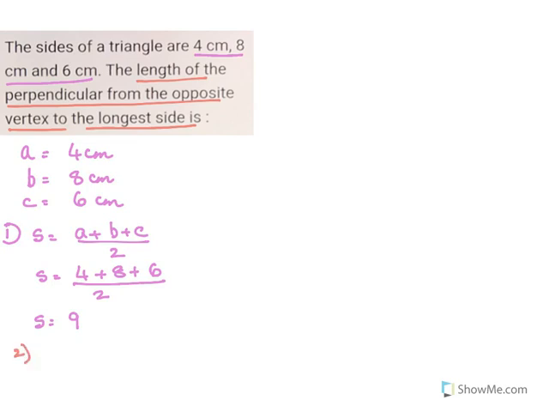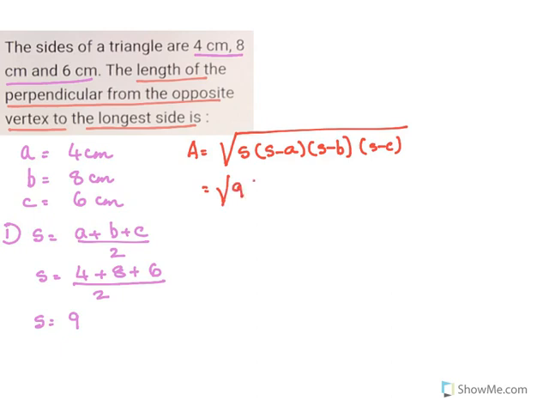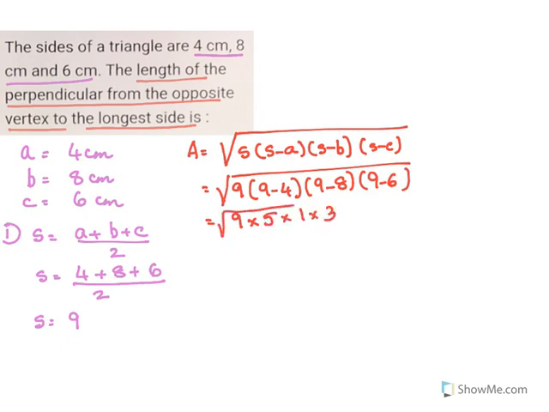In the second step we need to find the area. So the area formula: the square root of S, S minus A, S minus B, S minus C. So your S is 9, 9 minus 4, 9 minus 8, 9 minus 6. So 9 into 9 minus 4 is 5, 1 and this is 3. So this is under the root. So here when we break up, 9 is 3 into 3. We have 5 into 1 into 3.